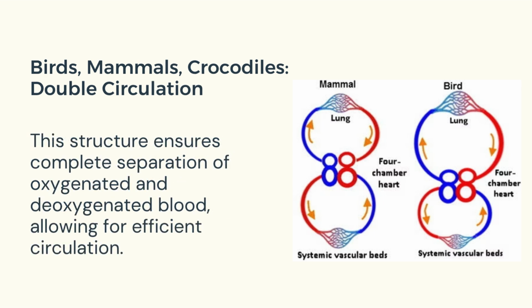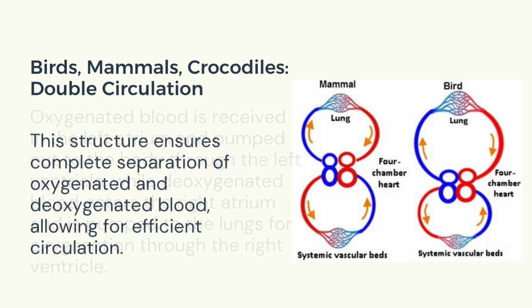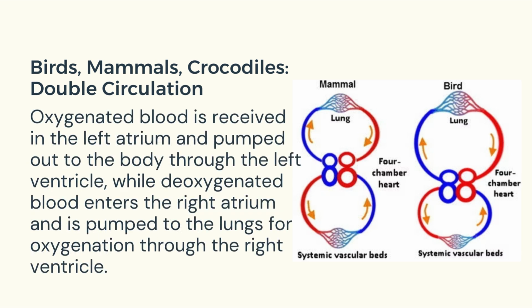This structure ensures complete separation of oxygenated and deoxygenated blood, allowing for efficient circulation. Oxygenated blood is received in the left atrium and pumped out to the body through the left ventricle, while deoxygenated blood enters the right atrium and is pumped to the lungs for oxygenation through the right ventricle. This is known as double circulation, where there are two separate circulatory pathways.